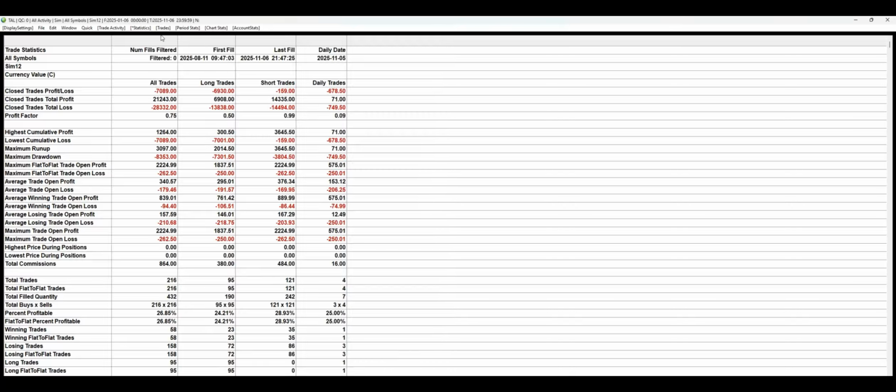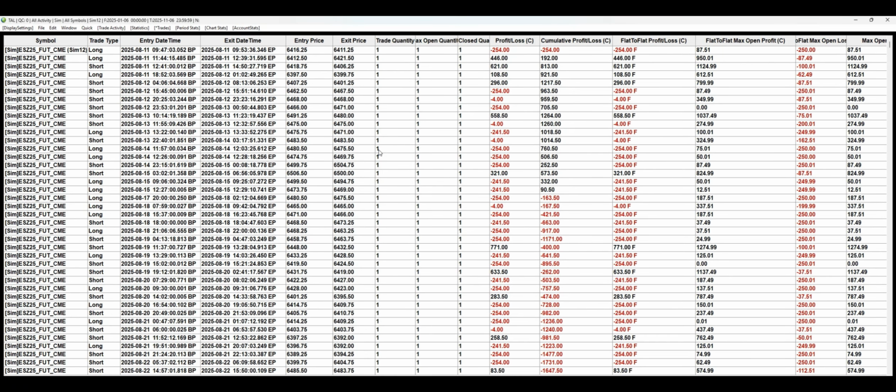So what we can do is look at our trade list. If we look at our trades, we see a lot of information. One thing that's useful to look at is your flat to flat max open profit. So we took a loss here, and you can see how much we were up before the loss. So this losing trade, we were up 100. We scratched on this trade, essentially paying $4 in commission, but we were up 324. Continue, 75 here.